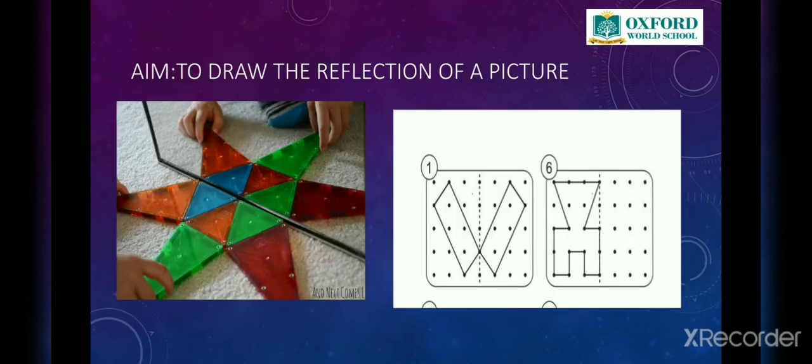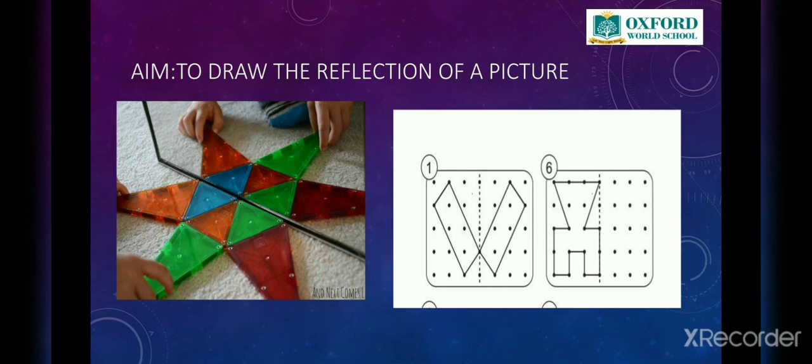Now coming to lesson number 3, which is to draw the reflection of a picture. How can we draw the reflection of a picture? Okay, the answer is reflective symmetry, because when the reflection of any shape or figure is exactly the same as the figure, it is said to have reflective symmetry.